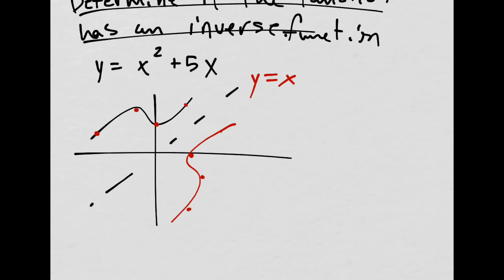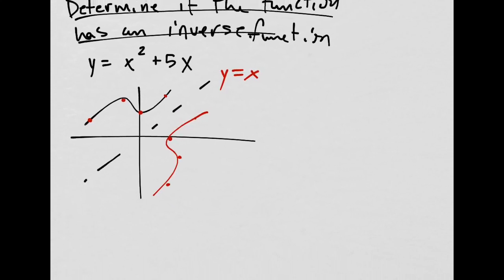All I'm doing is making this and this the same distance, this and that the same distance. The distance from there to there is the same as there to there. Distance from there to there is the same from there to there. That's how I get a semi-accurate reflection over that line.